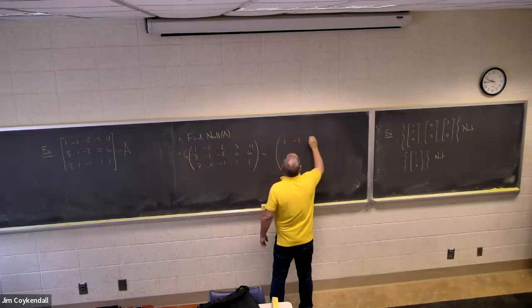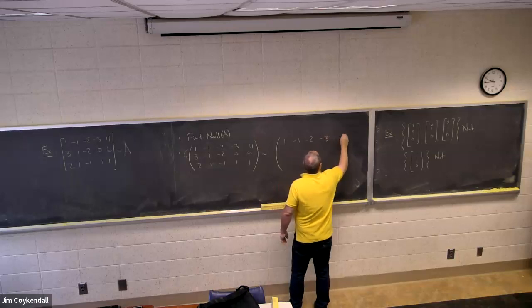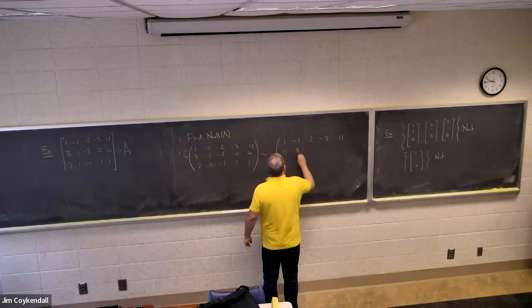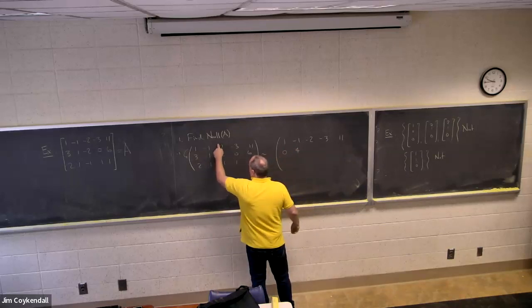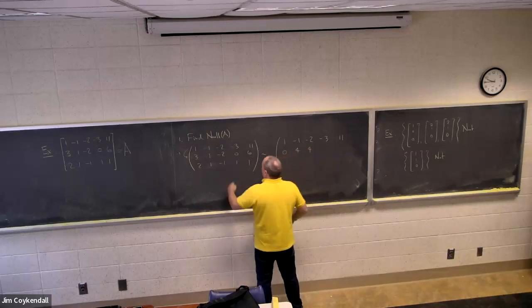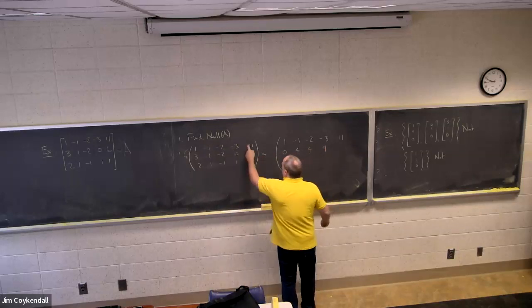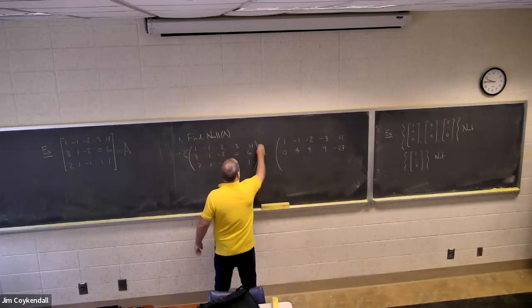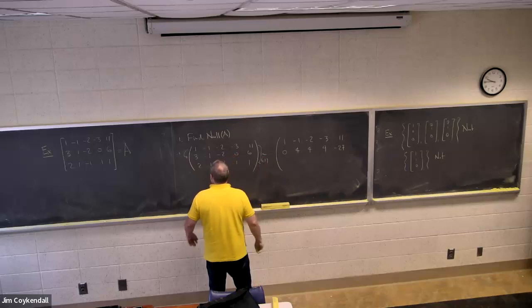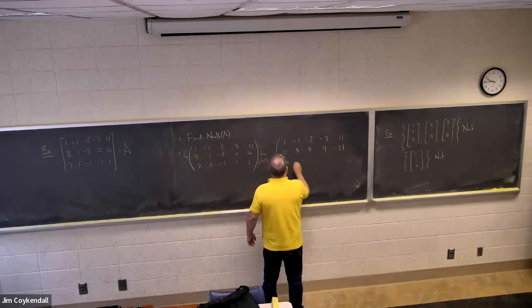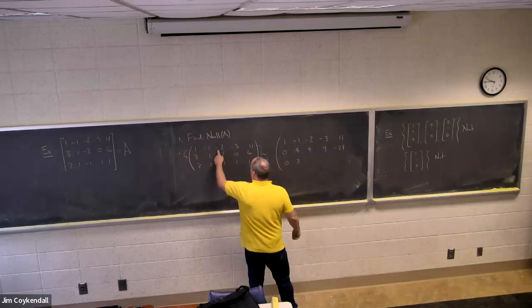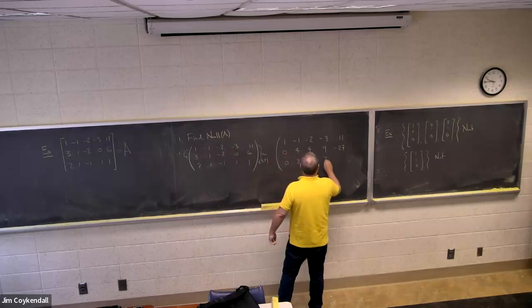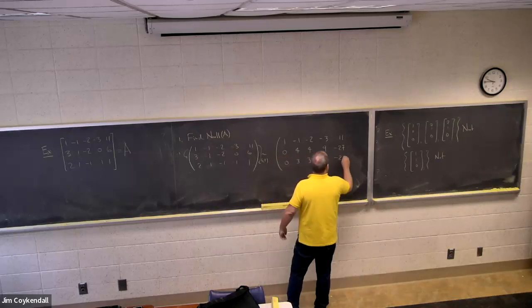1, minus 1, minus 2, 3, 1, 1. Well, multiply by minus 3 and add: 0, then 6 minus 2 is 4, then 9, that's going to be minus 27. And then multiply by minus 2 and add. It's going to be 0, 3, 3, 7, and minus 21.